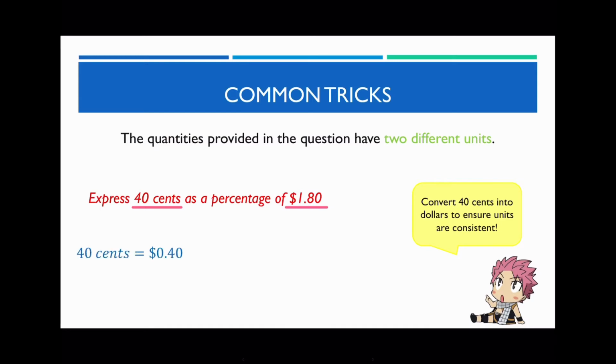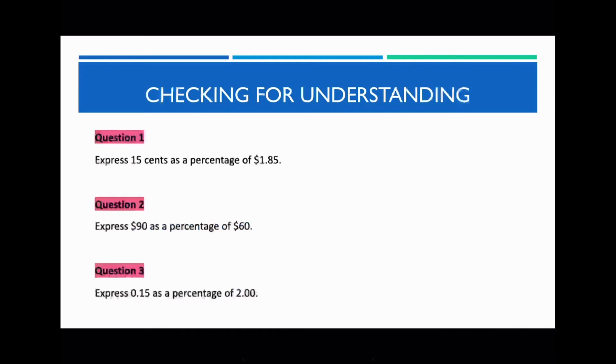So what we need to do is convert this to dollars, which is 40 cents is the same thing as 0.40. And therefore do the same thing, express this as a fraction. So it will be 0.40 divided by 1.8, multiply this by 100, and therefore you're going to get an answer of 22.22%, rounded to 2 decimal places if applicable. So again, try to answer these questions over here on the Google Docs, and then I'll show you the answers later during the lesson.